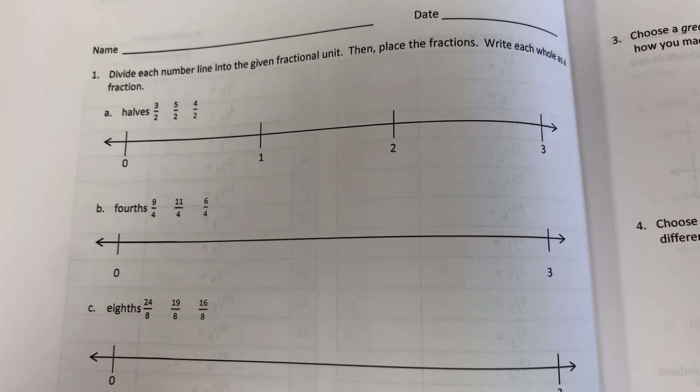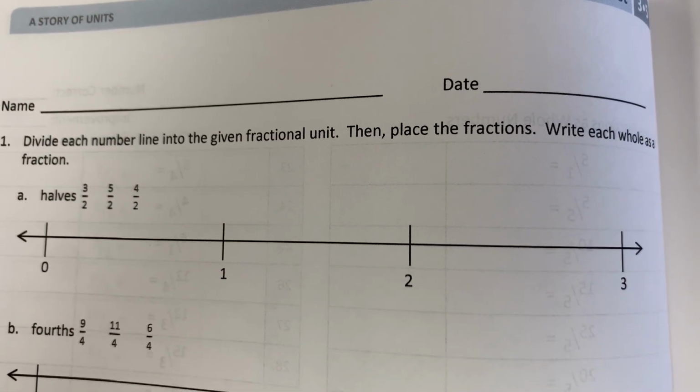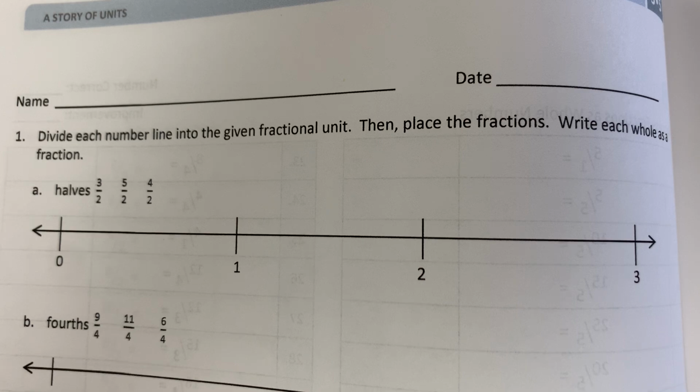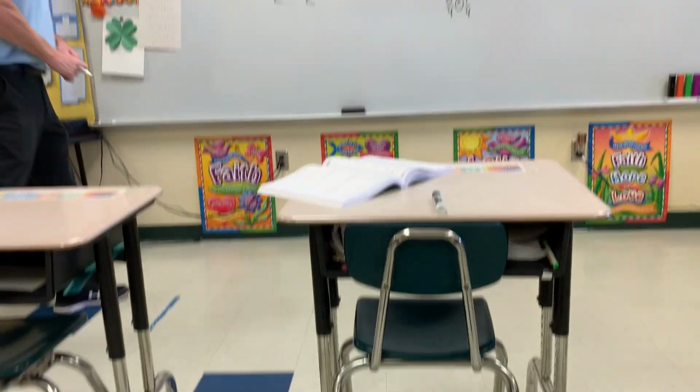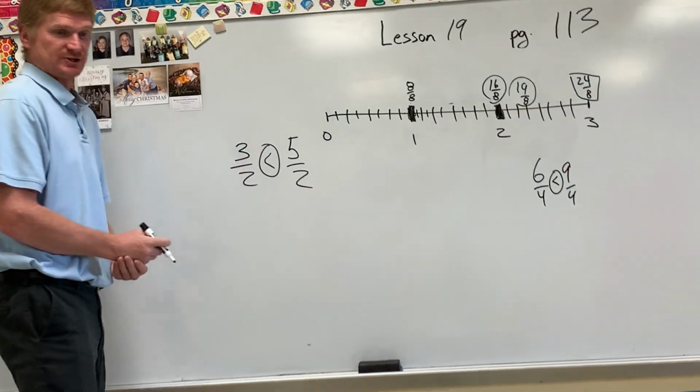Let's do the one right next to it. 3 halves, using this number line, and 5 halves. All right. So go ahead and answer it. And of course, 5 halves is larger.